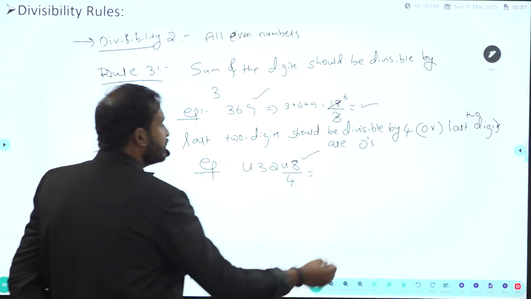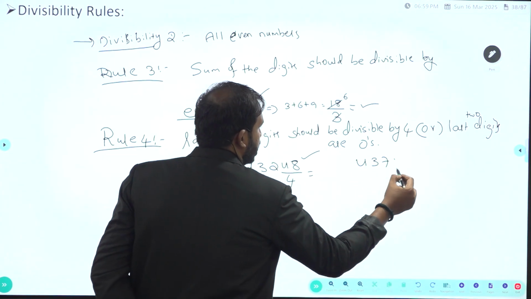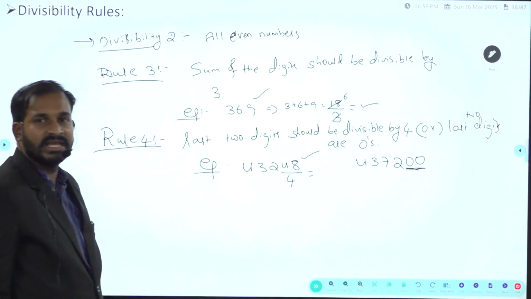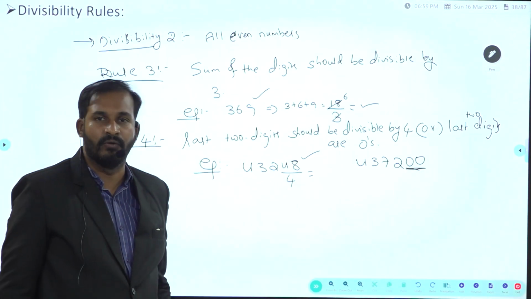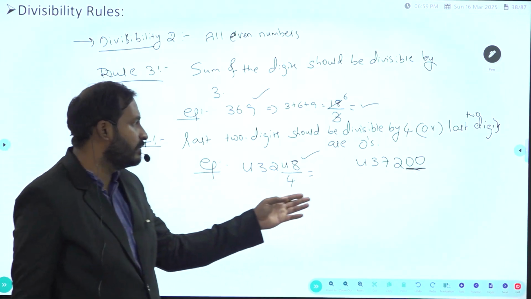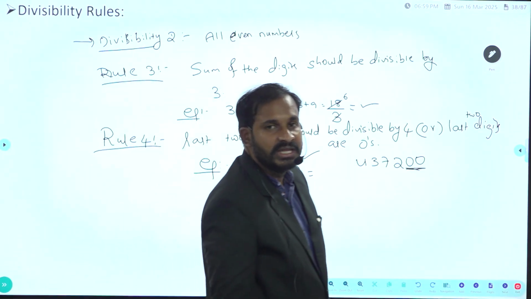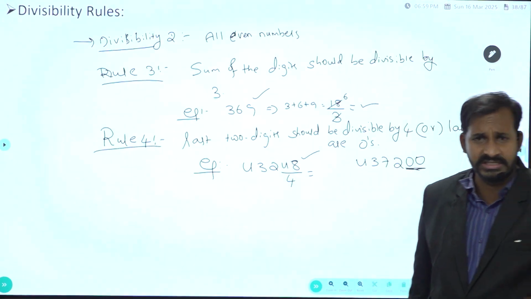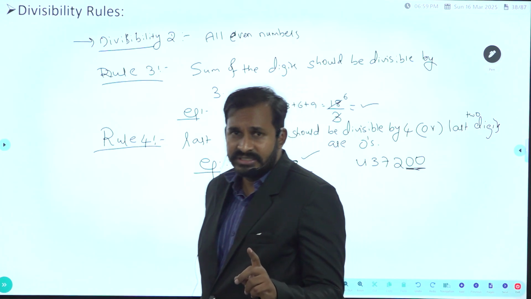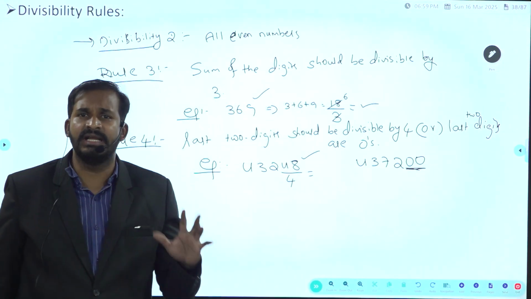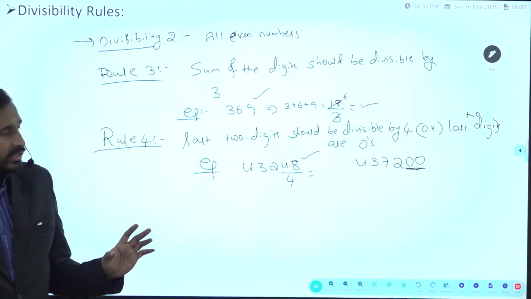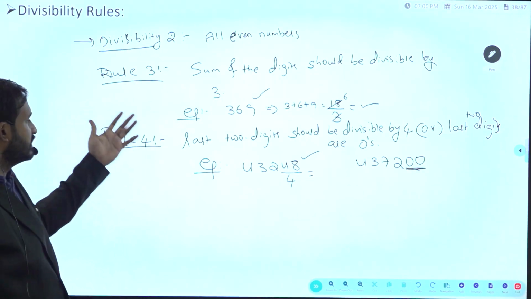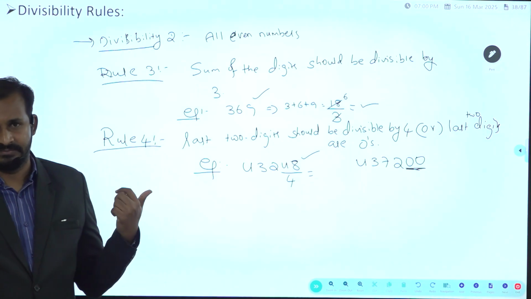Or else if the last two digits are zeros, then I can directly say that that number is divisible by 4. If the last two digits are divisible by 4 or the last two digits are zeros, then I can say that that number is divisible by 4. Remember students, as I have already told you, number systems we will discuss in a detailed manner. We will not leave any portion from this number system. That is the reason, even though you know these divisibility rules, I am once again repeating them.